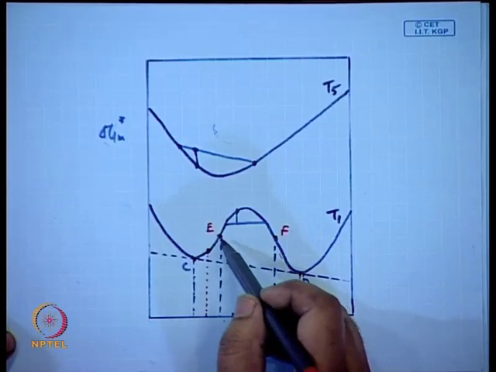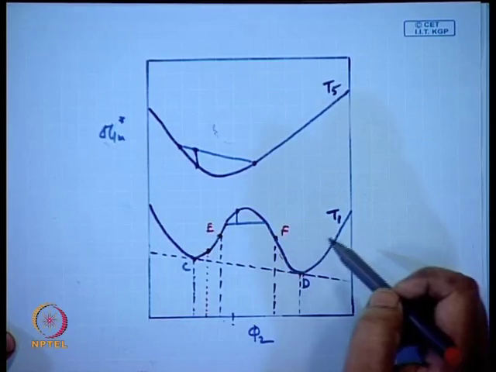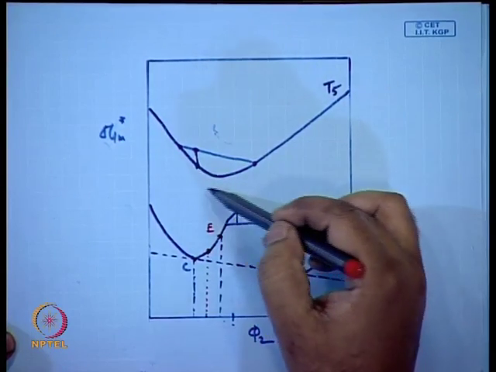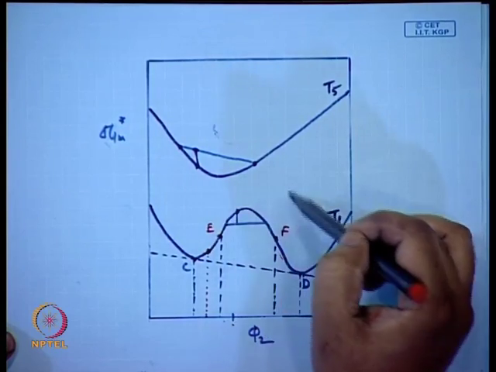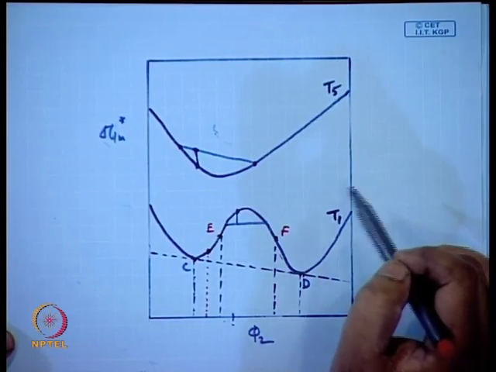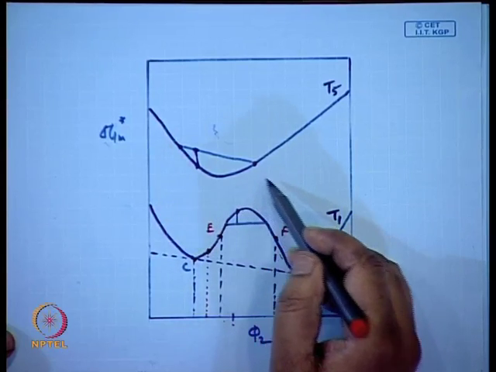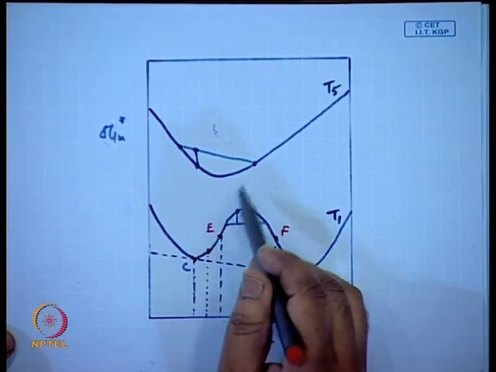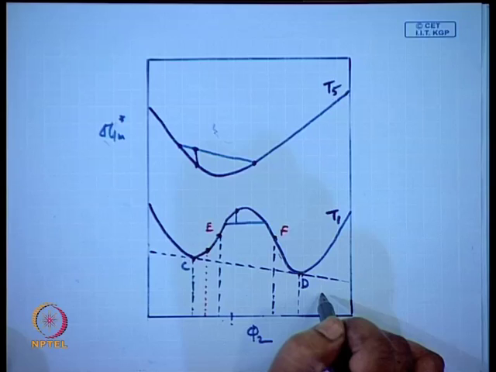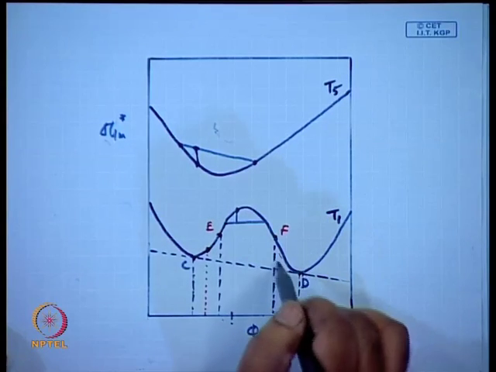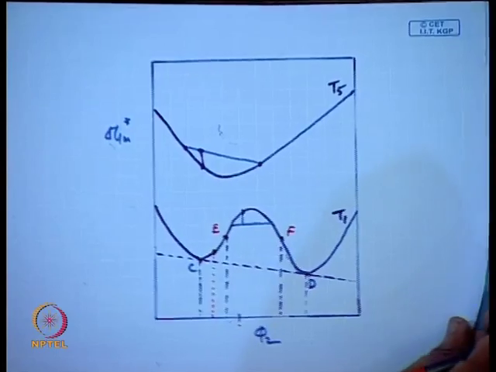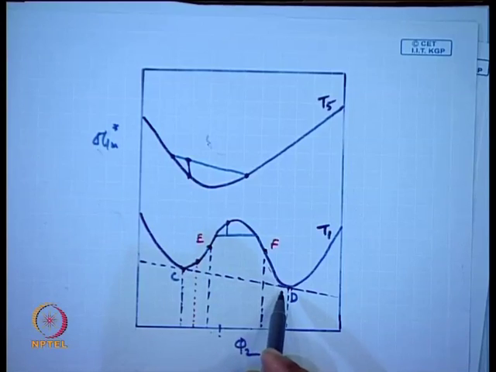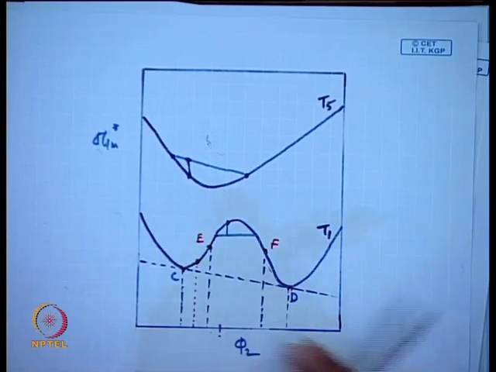Now, if I change to some other temperature, you can draw some other lines, okay. And then join these points to get a bell shaped curve, which I'll come to in a minute. Now let's talk a little more about these two points and these two points, C, D and E, F.